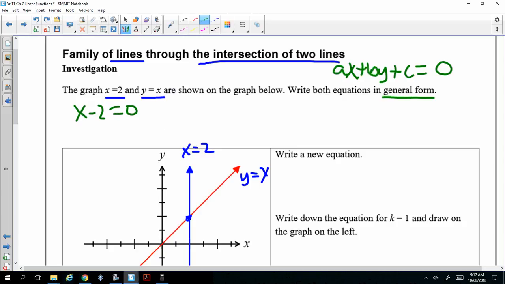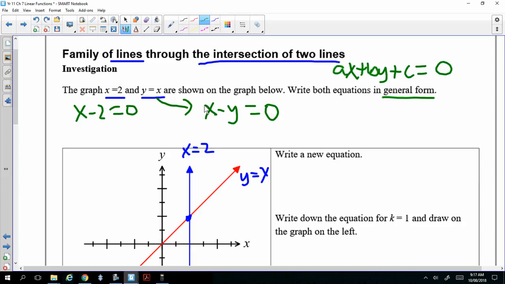And I also wanted to write this other equation in general form. What would that be? x minus y, yeah, because we want to keep the x term positive. It's always better to have the first term positive because it looks better. So we've got two equations that are in general form.